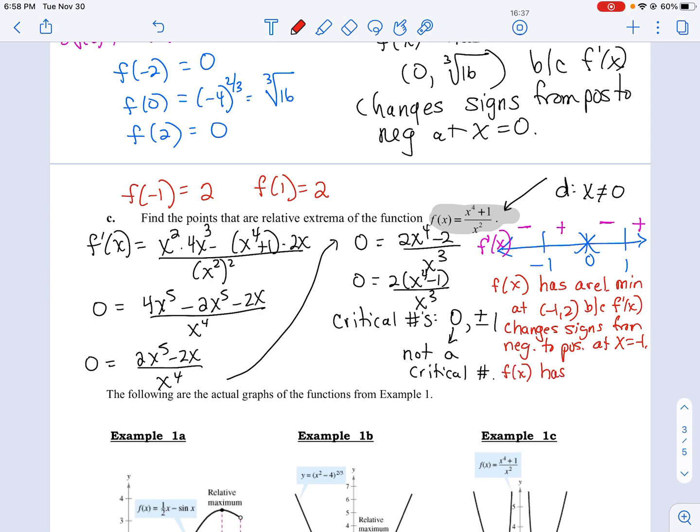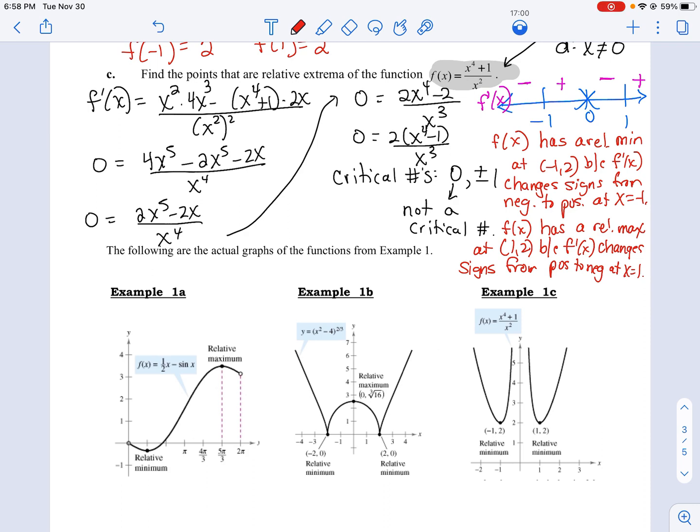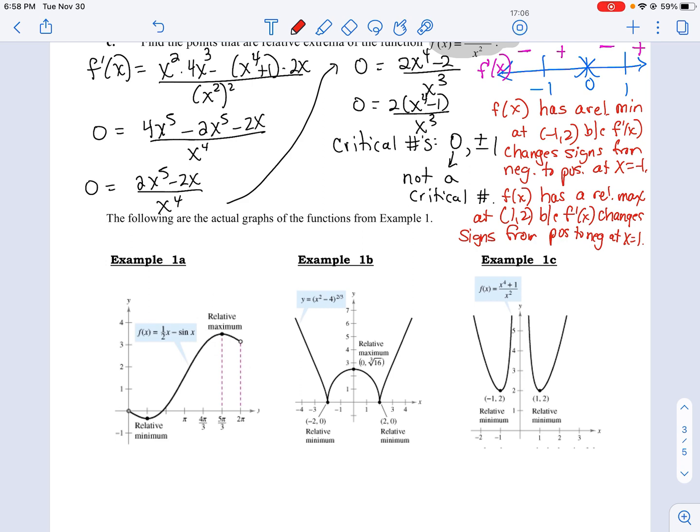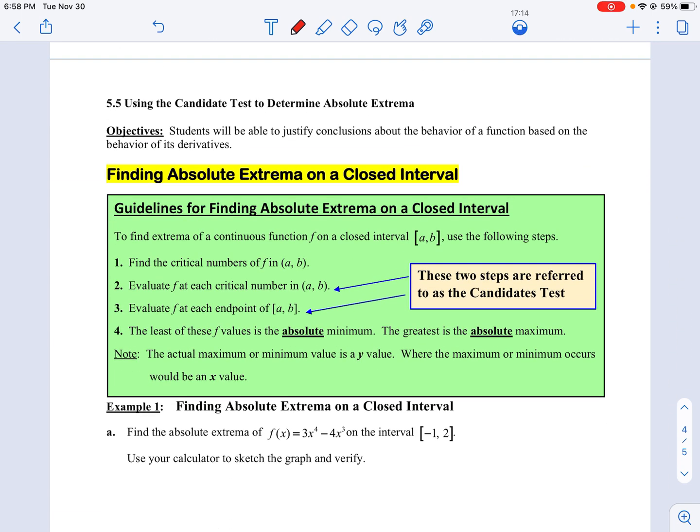F of x has a relative maximum at 1, 2, because f prime of x changes signs from positive to negative at x equals positive 1. All right, so here are the three graphs from A, B, and C. So you can see your slopes and how they are changing. Pretty cool. All right, let's look at 5.5.